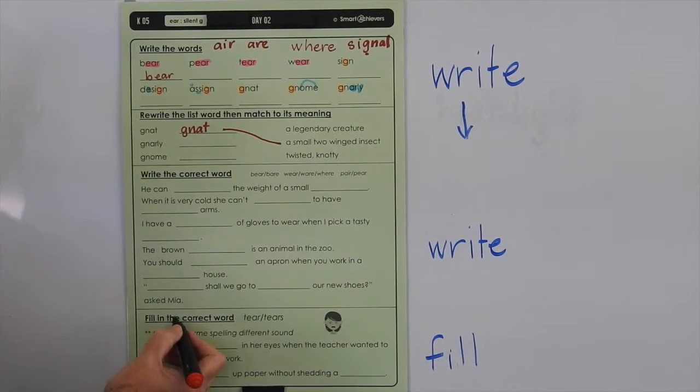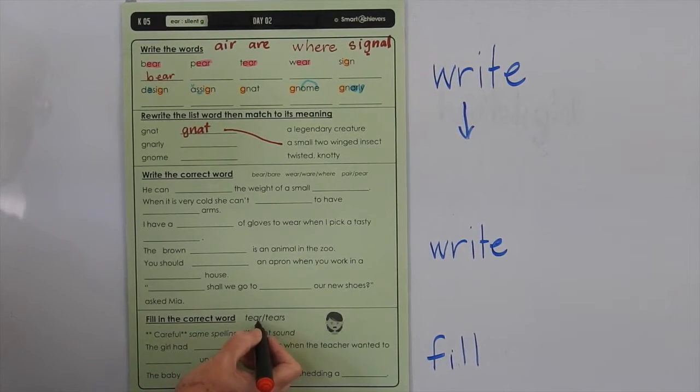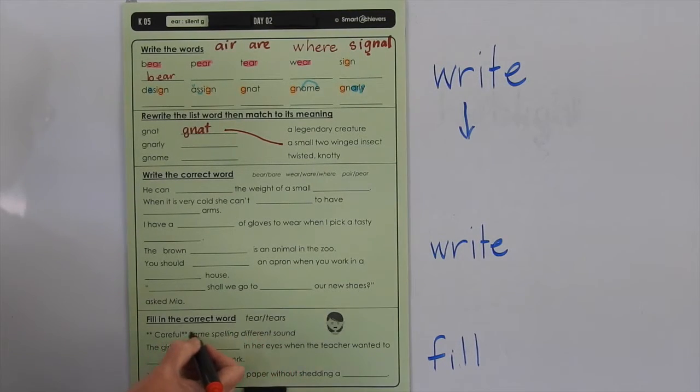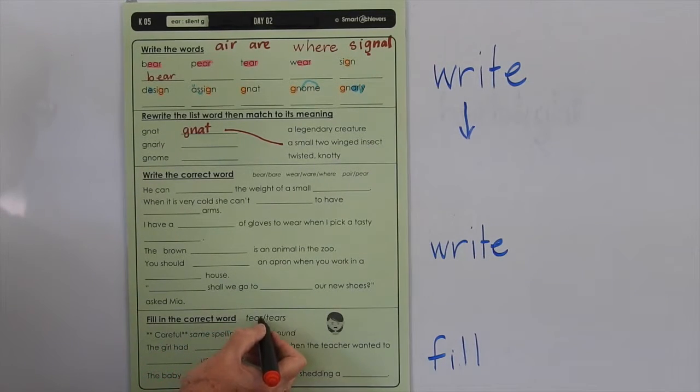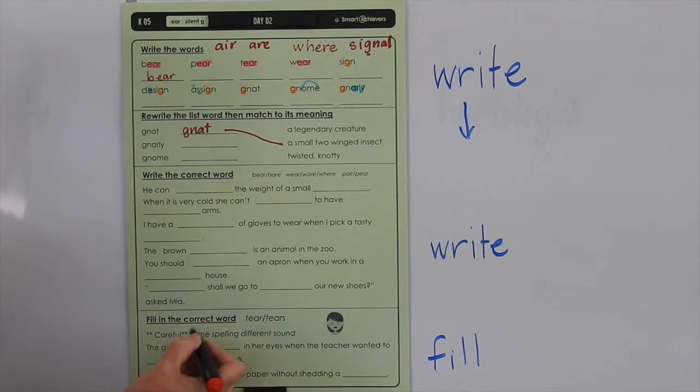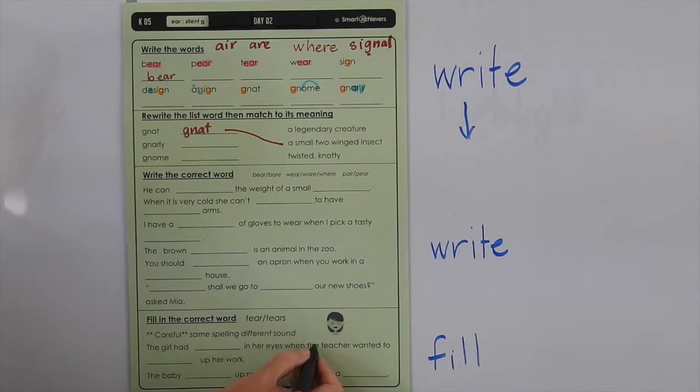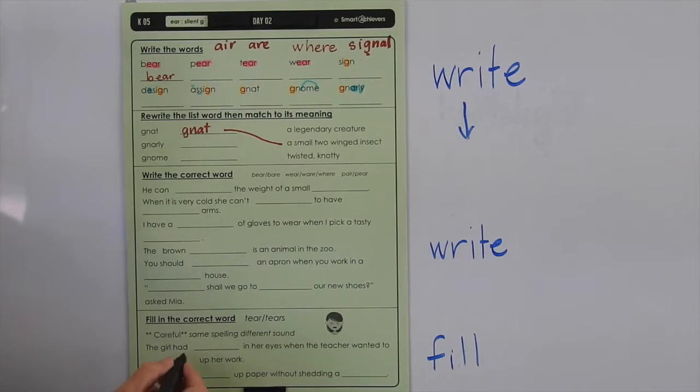Down the bottom it says fill in the correct word again, and here you've got tear and tears. So just be careful because it's the same spelling, but we're getting different sounds here. So the girl had something in her eyes when the teacher wanted to something up her work. So you can work out which ones go where down there.